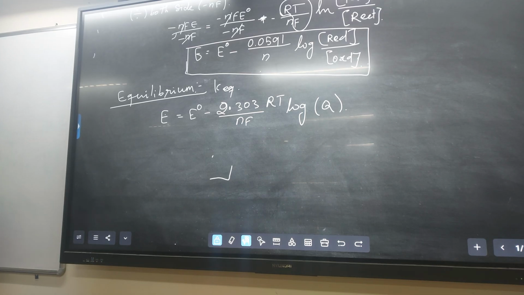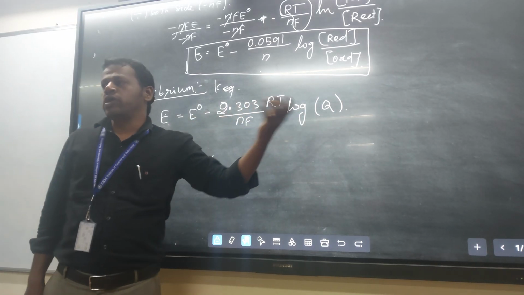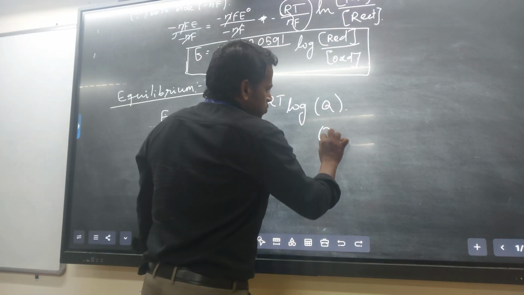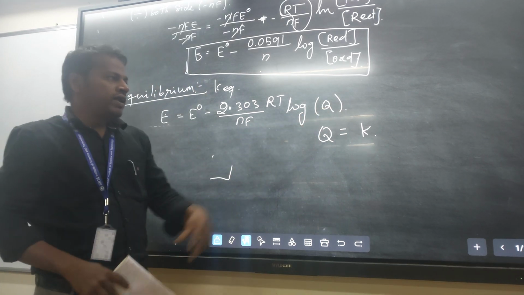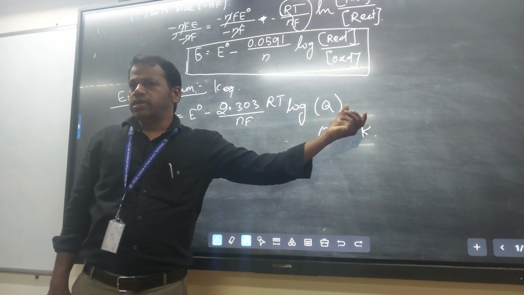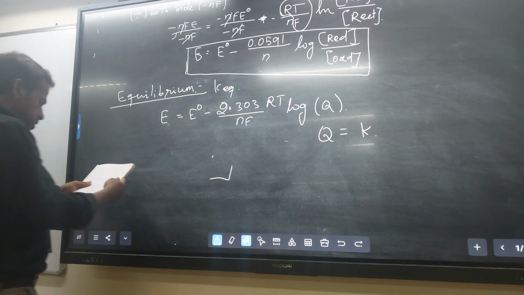When the reactant and product are at different concentrations, the equilibrium does not exist. When they attain the same concentration, then K equilibrium exists. So if Q equal to K, when it attains the equilibrium, at that time the concentration we can take as K. That is the equilibrium constant.